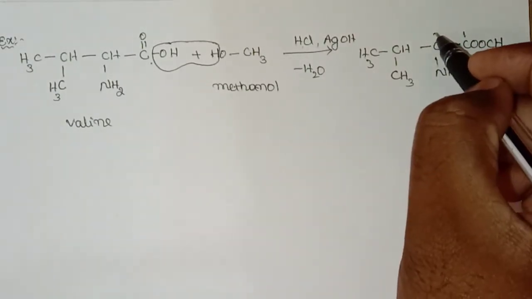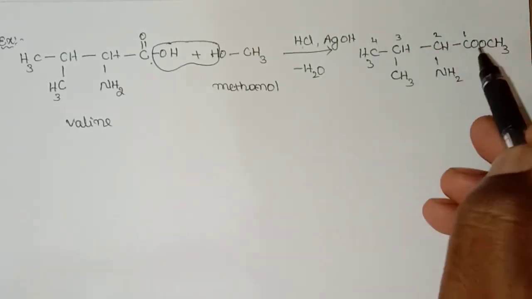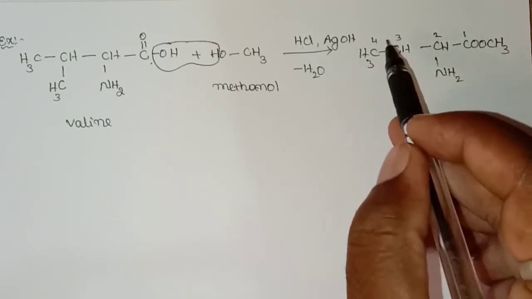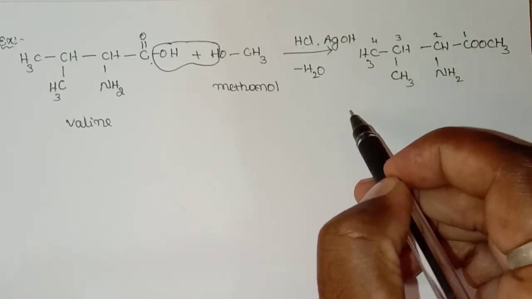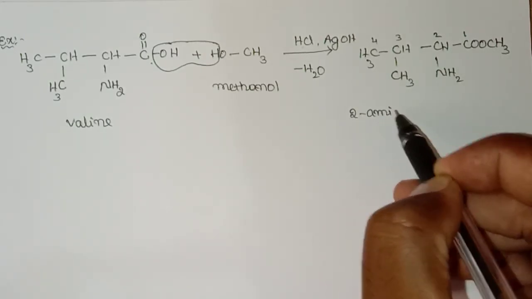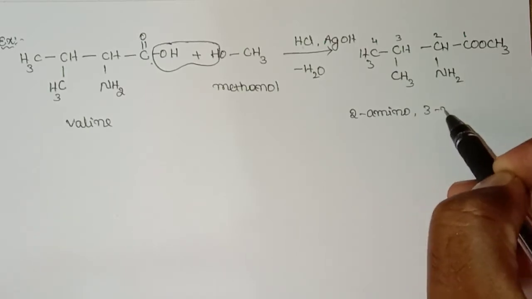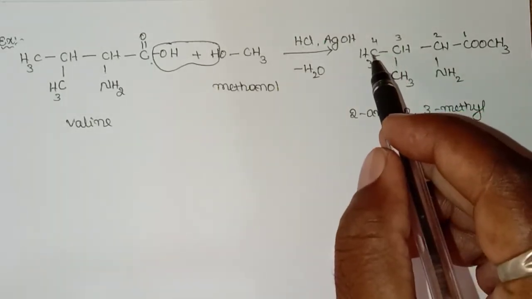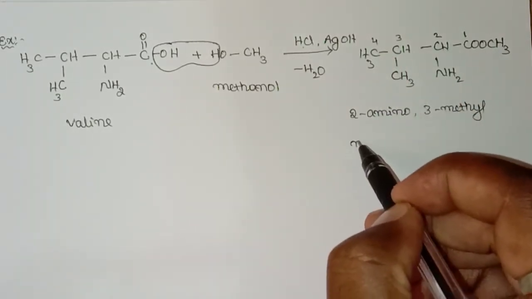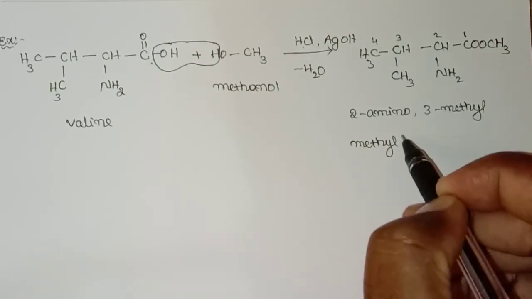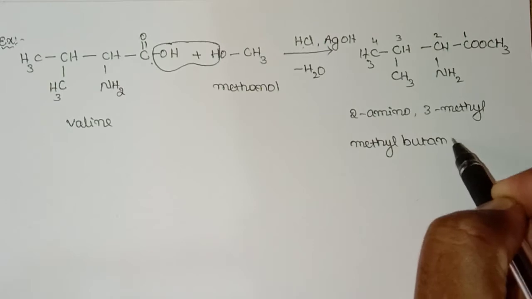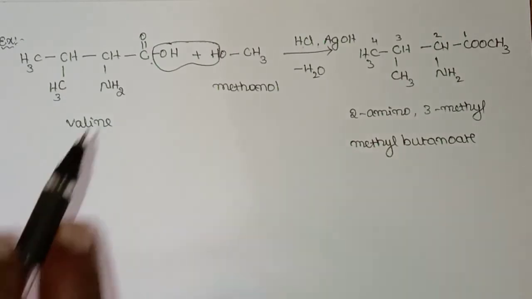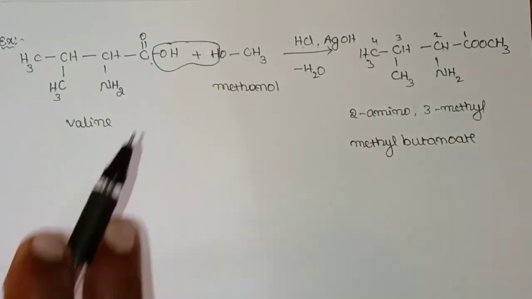First we shall give the numbering 1, 2, 3, 4. So 4 carbon atoms are there in the parent chain, and at the second position we have the amine, and at the third position we have methyl. So it will be 2 amino, 3 methyl, and 4 carbons are there in the parent chain, and the esterified group is methyl, butanoate will be the name of this material. So that's the simplest example we can give for the esterification reaction of an amino acid.